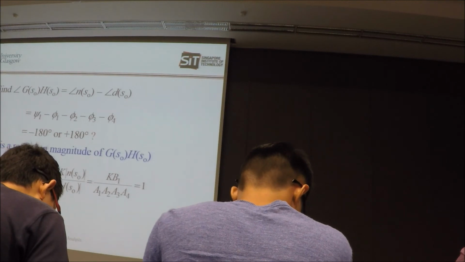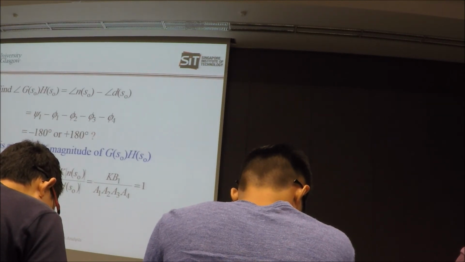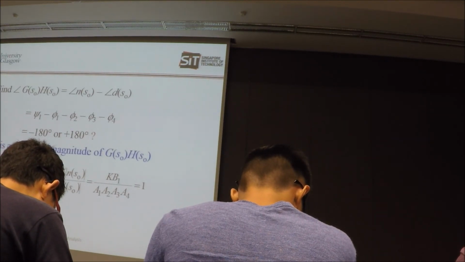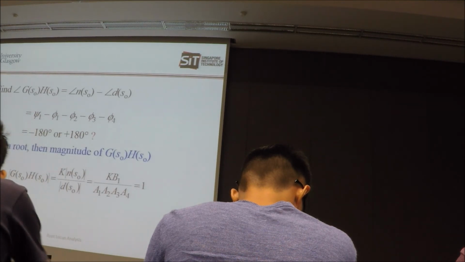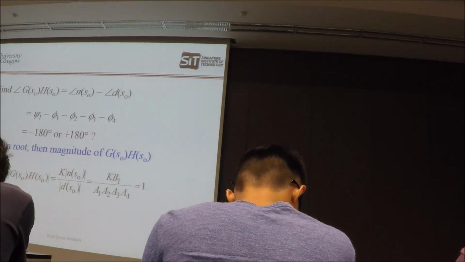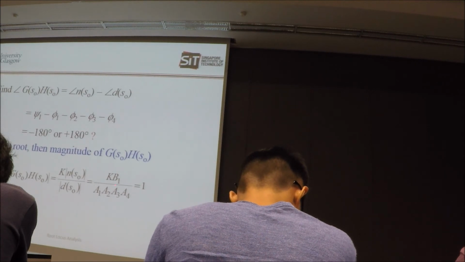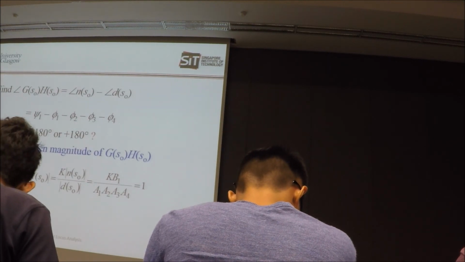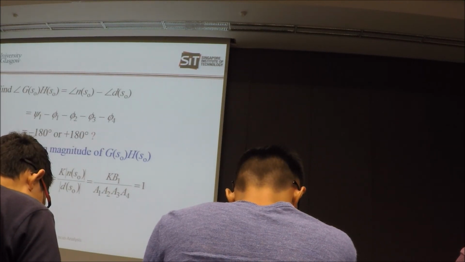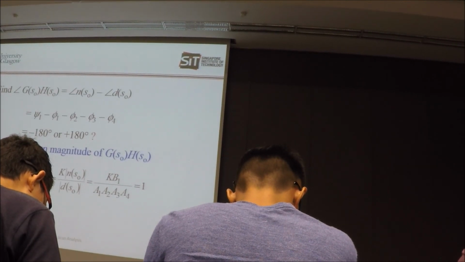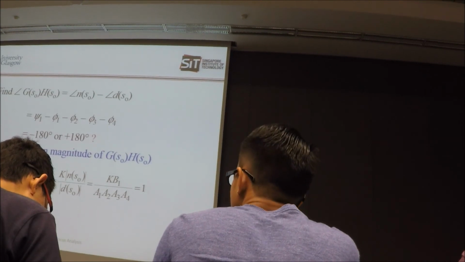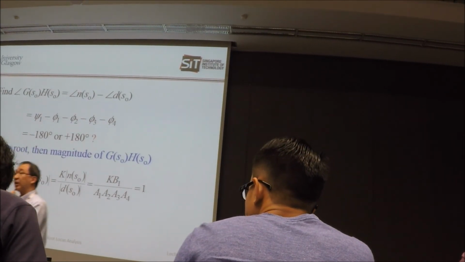Because you know why? Because the magnitude is actually much more difficult to calculate. The angle is actually easy to calculate. Angle is easy to determine. Magnitude is a bit more tedious. So once the angle condition is fulfilled, then you check the magnitude. Then from the magnitude condition, as what we mentioned, you can actually find your K value.